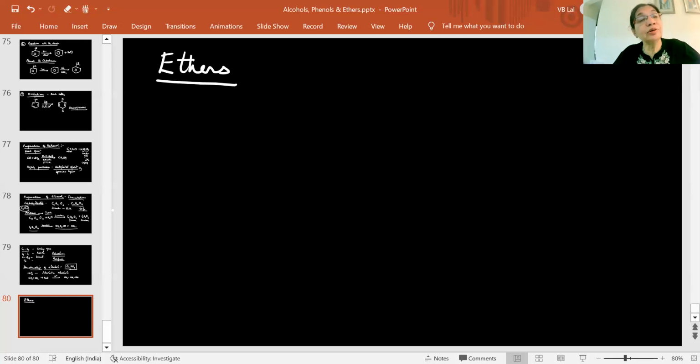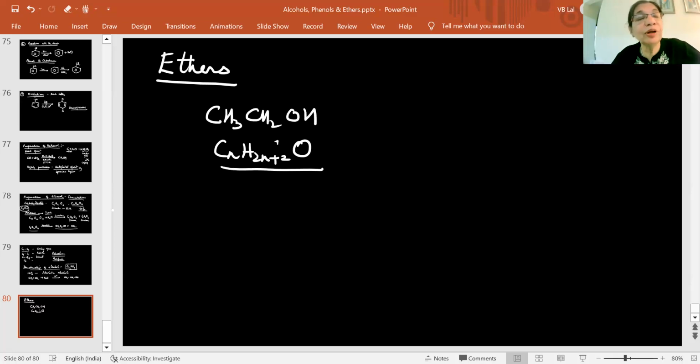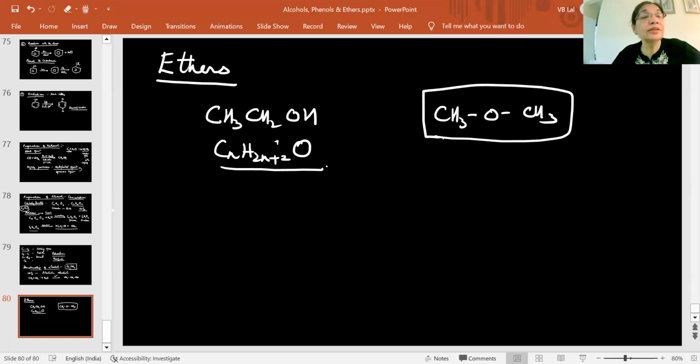functional isomers of alcohol. So if I have CH3CH2OH, what is the general formula? CnH2n+2O. That is an alcohol. With the same formula, I can write an ether also. What will be the ether? CH3OCH3.